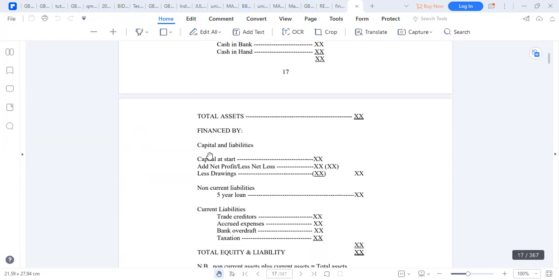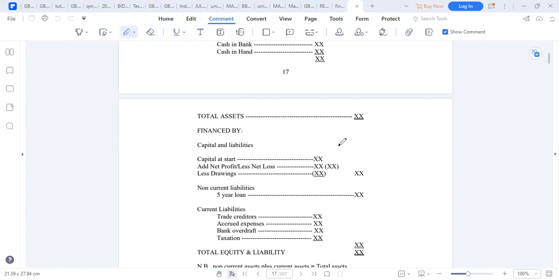Then financed by capital. So we start with capital at start, add the net profit. If there's a loss, we subtract the loss. Then we subtract drawings. What are drawings? These are monies that we withdraw from a business for personal use. So this is our capital. Then we add our non-current liabilities and our current liabilities. So the total here will be our equity and liabilities. So our statement must be verified: assets must be equal to what? Capital plus liabilities.